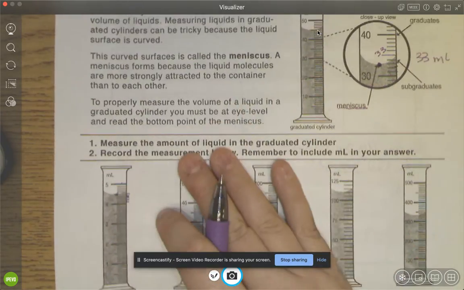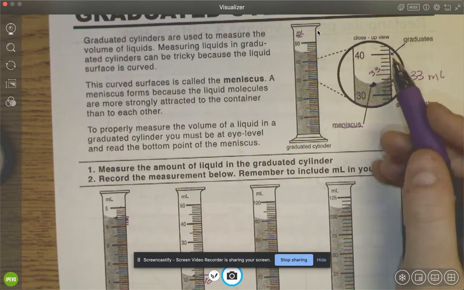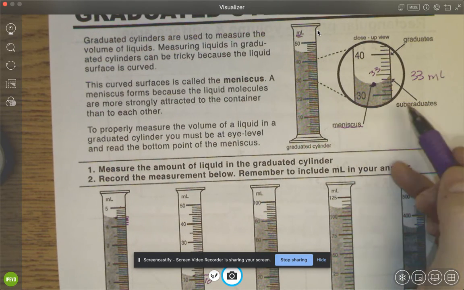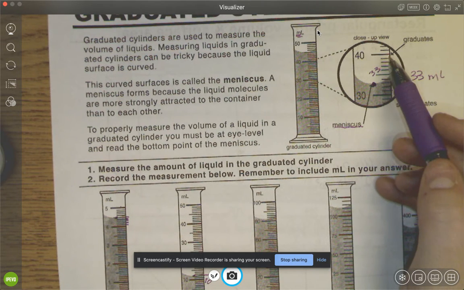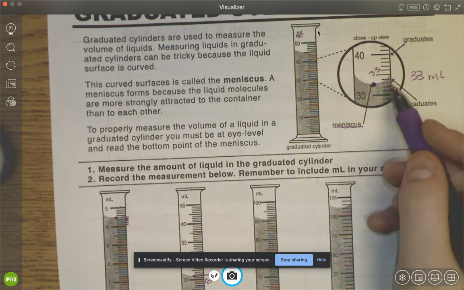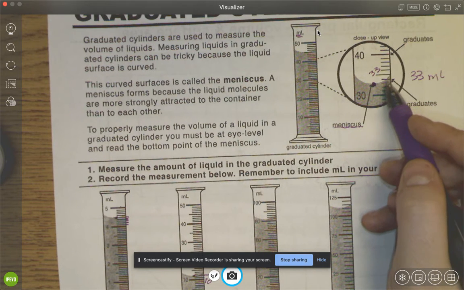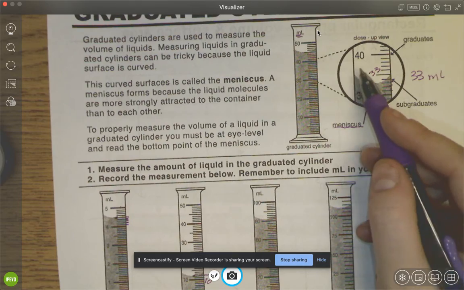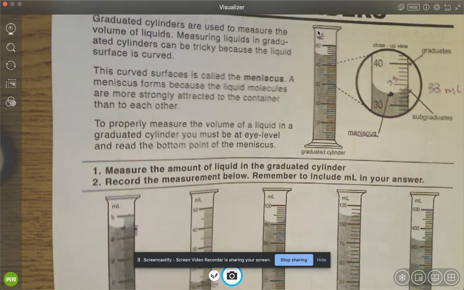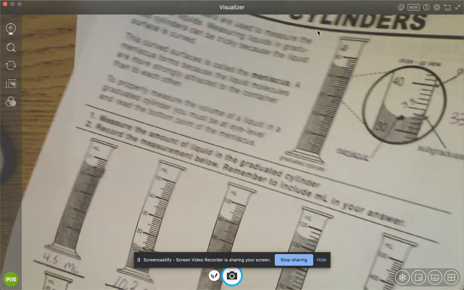Make sure to read this because you're going to need to know what a meniscus is. You're going to need to know what subgraduates are, and then what the graduates are. The graduates are the big, thick, long lines. Subgraduates are the little tiny ticks in between, and the meniscus is the curve of the water once you are measuring, okay?